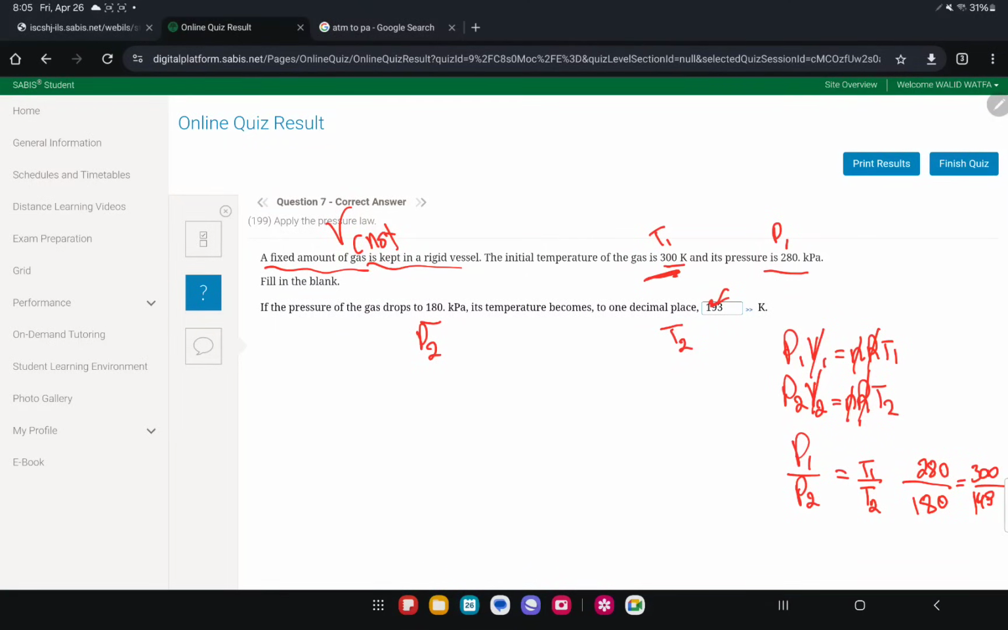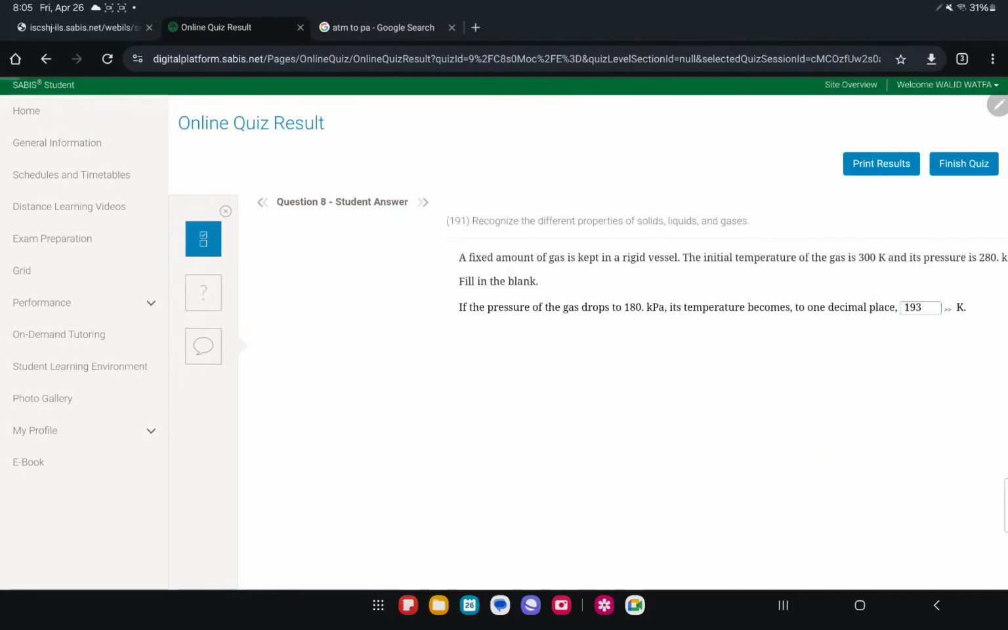Okay, not 193, sorry. We don't know T2. The answer is 193, but we don't know it yet. Then cross multiply. Let me do it on my calculator. 180 times 300 divided by 280, and you get 192.8. Okay, and they're saying one decimal place. If you round it, you get 193. Okay, question 8.